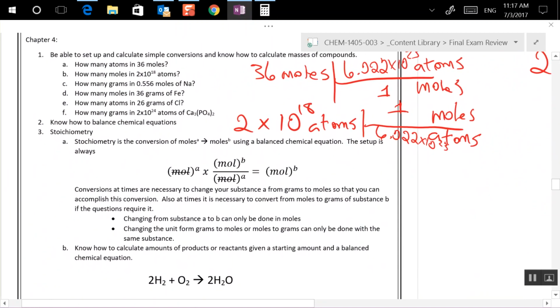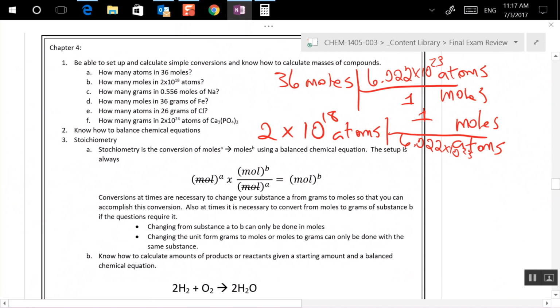Balancing chemical equations. How do you guys feel about those? Good. Okay. Stoichiometry. Okay. So I'm assuming that's where you guys are mostly struggling. Okay? And stoichiometry is no harder really than these right here. These are just simple conversions.